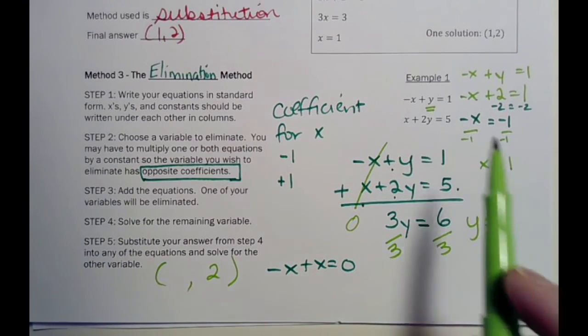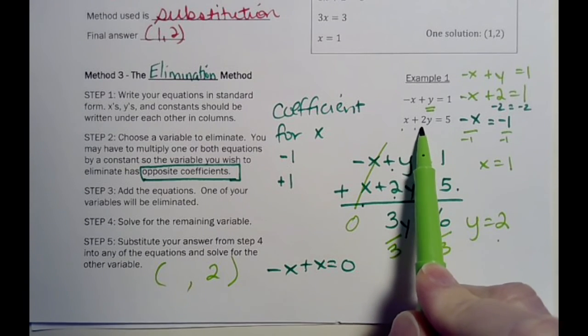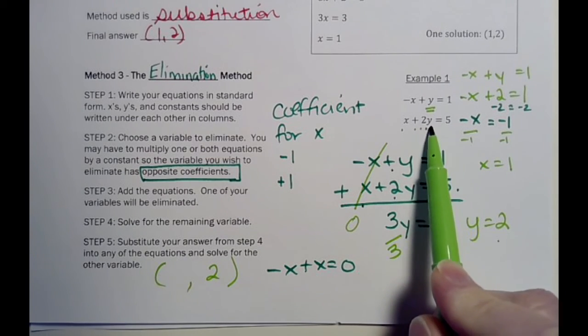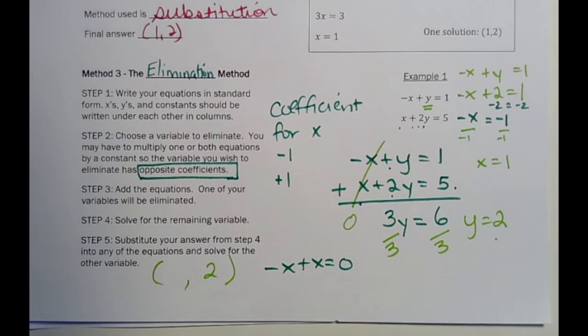So let's just check our work. 1 plus 2 times 2 is 4 equals 5. And so you can see it's the same solution we've had so far because we've used the same equation. We've just written it in different ways. So my answer is 1, 2. And that is the first step to elimination.